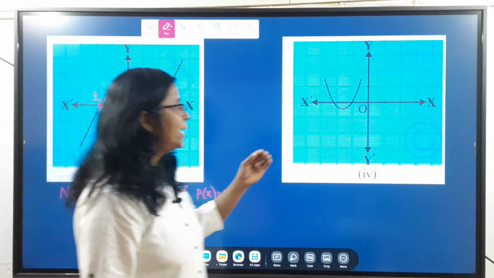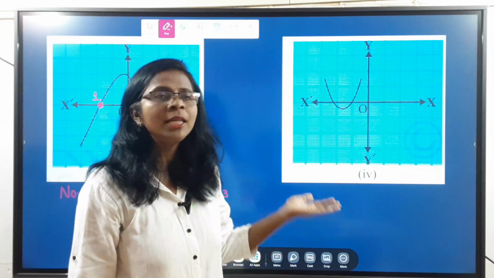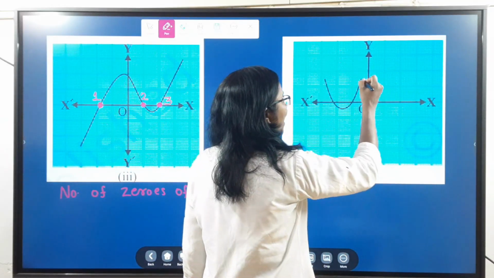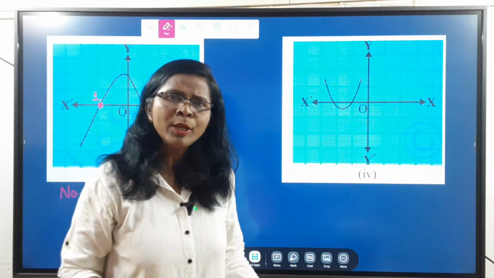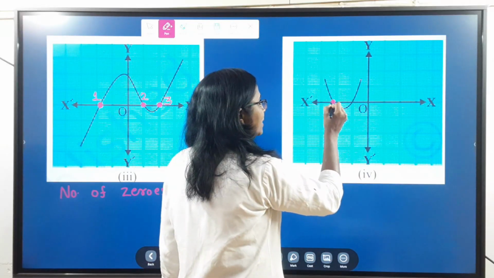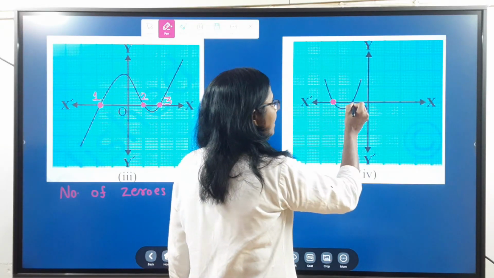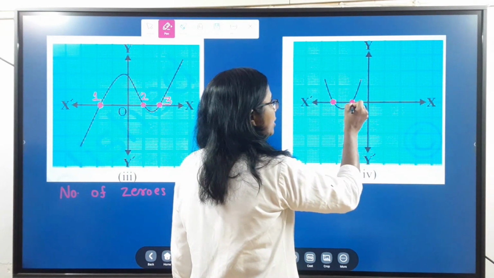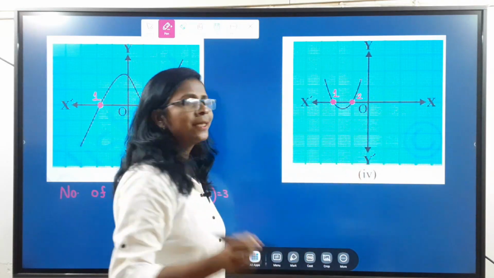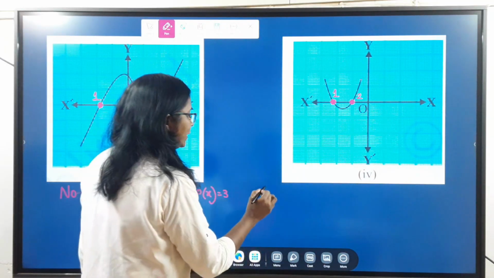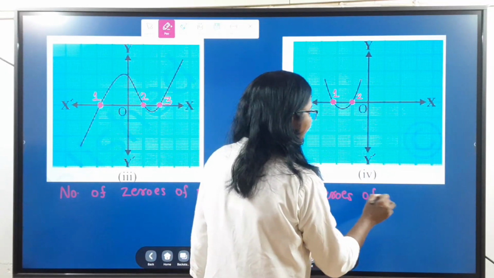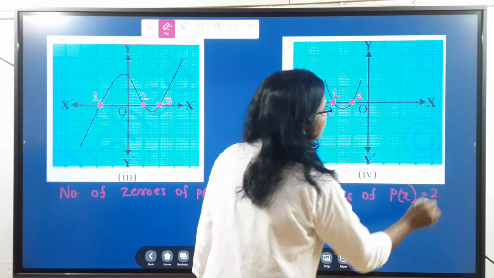Okay students, then the next example, the fourth example: other than the x and y axis, there is a curved line which represents the polynomial p of x. Now here students, this curved line intersects the x-axis at this point, as well as at this point. So there are 2 points where this curved line intersects the x-axis. So that means here students, the number of zeros of p of x is equal to 2.